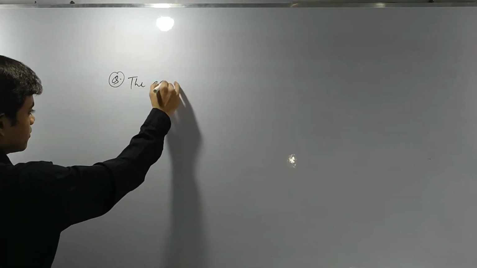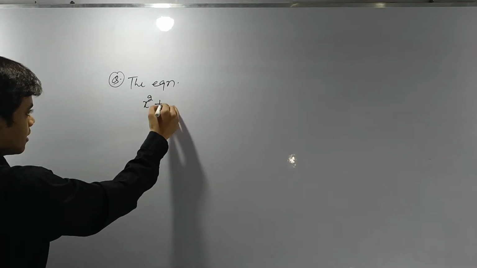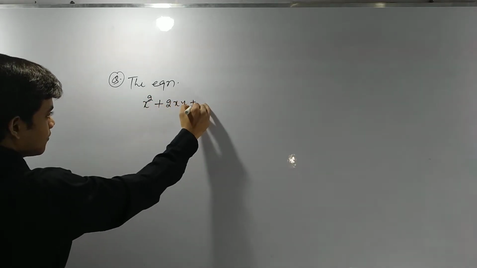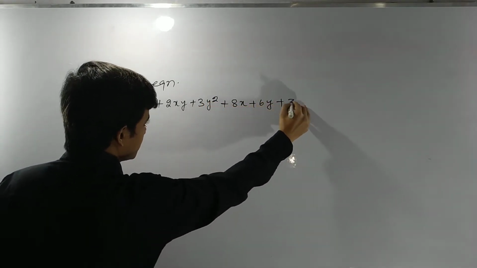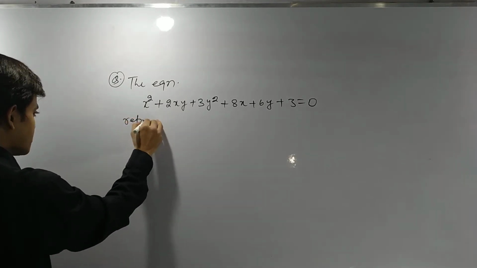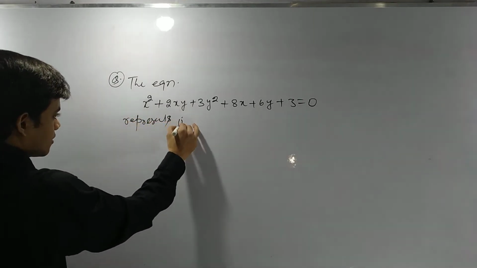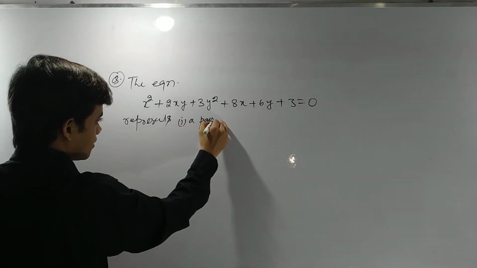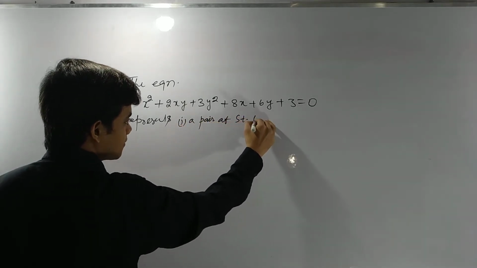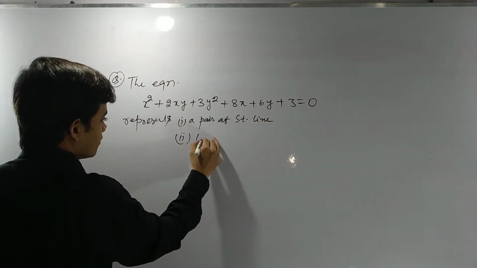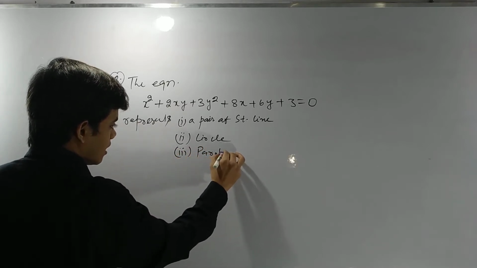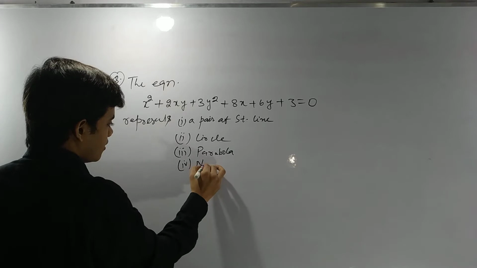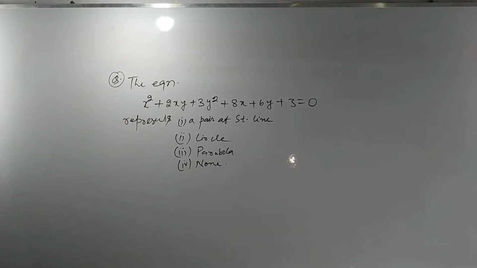the equation x square plus 2xy plus 3y square plus 8x plus 6y plus 3 is equal to 0 represents: Option A, a pair of straight lines. Option B, circle. Option C, parabola. And option D, none. So how would you do this? I am just giving the hint and thereafter you have to do it.